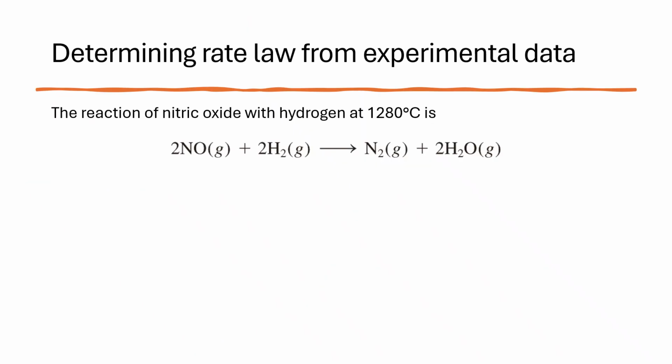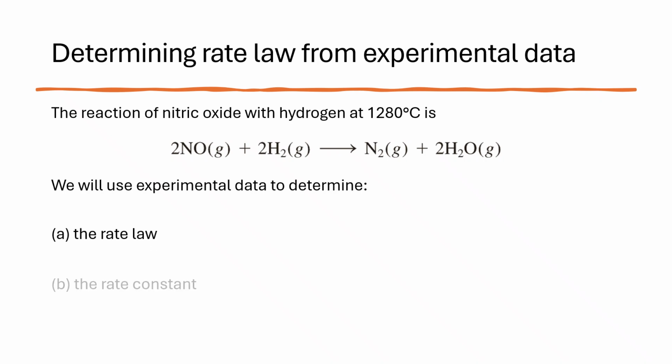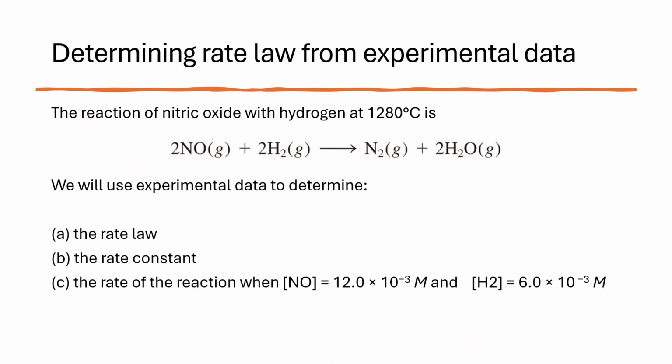In general, as noted, we want to determine the rate law from experimental data. And we can imagine that we have the reaction of nitric oxide with hydrogen to produce nitrogen and water. What can we use the experimental data to determine? In this instance, we're going to focus on three things: the rate law, the rate constant, and what the rate will be with a given set of reactant concentrations.